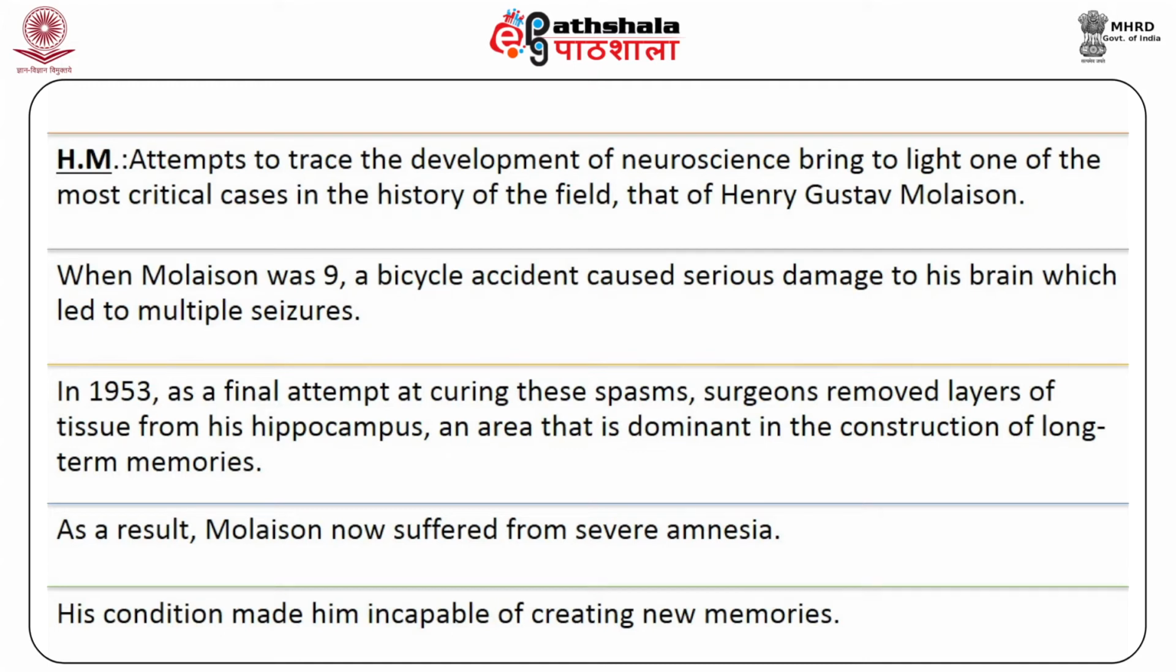HM. Attempts to trace the development of neuroscience bring to light one of the most critical cases in the history of the field, that of Henry Gustav Molaison. When Molaison was 9, a bicycle accident caused serious damage to his brain, which led to multiple seizures. In 1953, as a final attempt at curing these spasms, surgeons removed layers of tissue from his hippocampus, an area that is dominant in the construction of long-term memories. As a result, Molaison now suffered from severe amnesia.